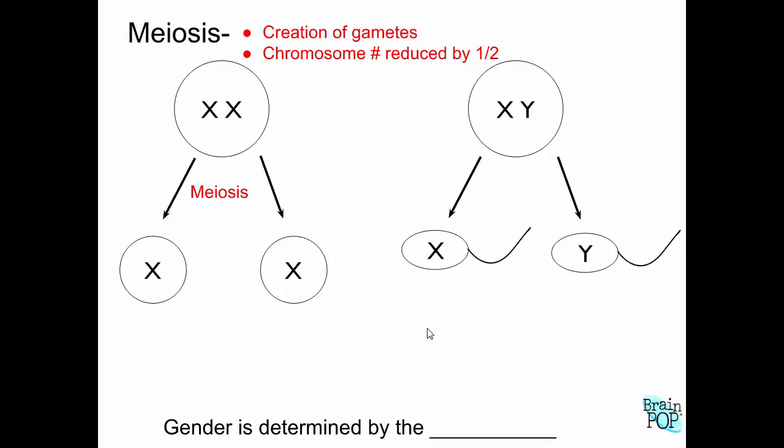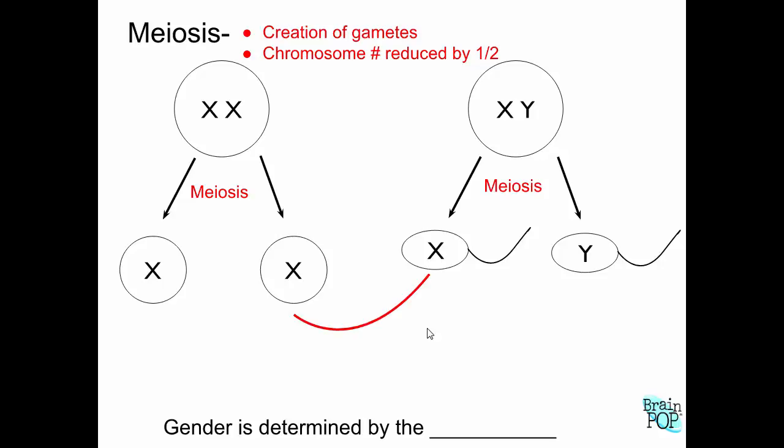But in a male cell, when it undergoes the process of meiosis, the resulting sperm cells, some of them will get the X, some will get the Y. Half of the sperm cells get the X, half get the Y. So sperm cells can vary in whether they're carrying an X or a Y chromosome because of this process of meiosis.